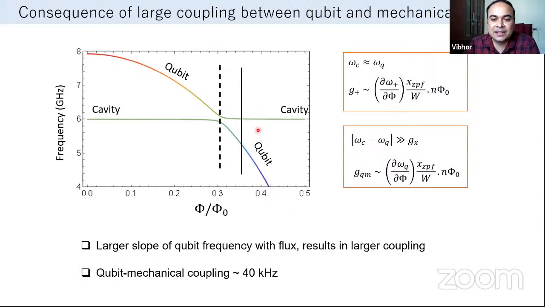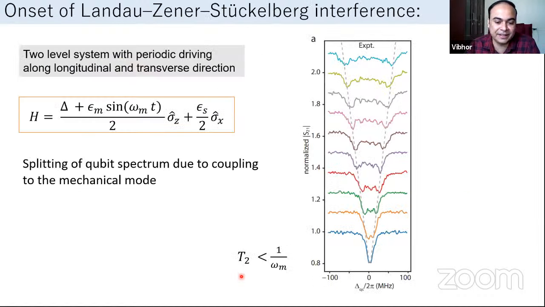Okay. And since these two modes are dispersively tuned, we don't have to deal with hybridized states. We can directly define a direct coupling between the qubit and the mechanical oscillator. Okay. So by tuning the qubit almost a gigahertz away from the cavity mode, we could enhance the qubit-mechanical coupling rate up to 40 kilohertz. Okay. And because of this large optomechanical coupling rate of 40 kilohertz, we see some nice features.